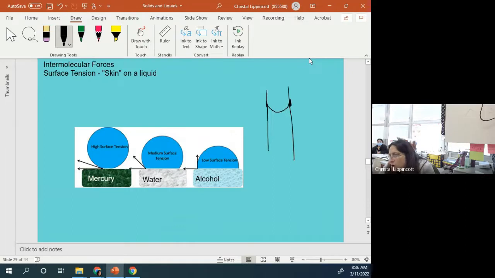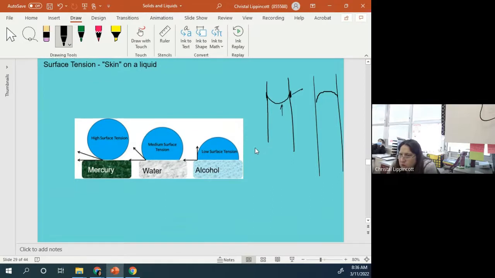So this is called adhesion when it's attracted to something else, and it's called cohesion when it's attracted to itself. So water compared to mercury, if you look at the meniscus on the mercury, its meniscus is actually like this because it has a greater cohesive force than it does an adhesive force to whatever it's placed in. Container. That's the word I was looking for.